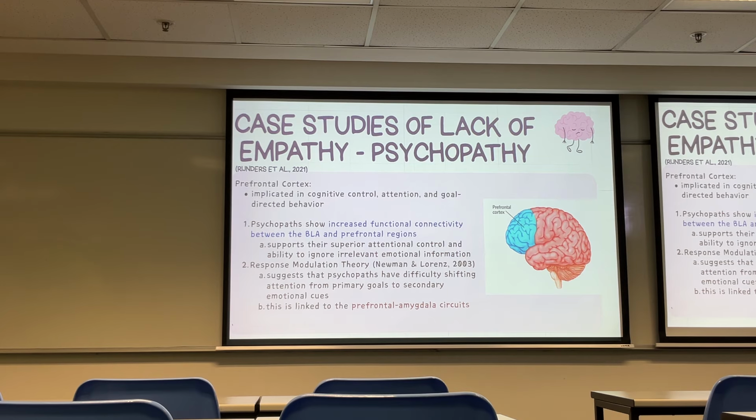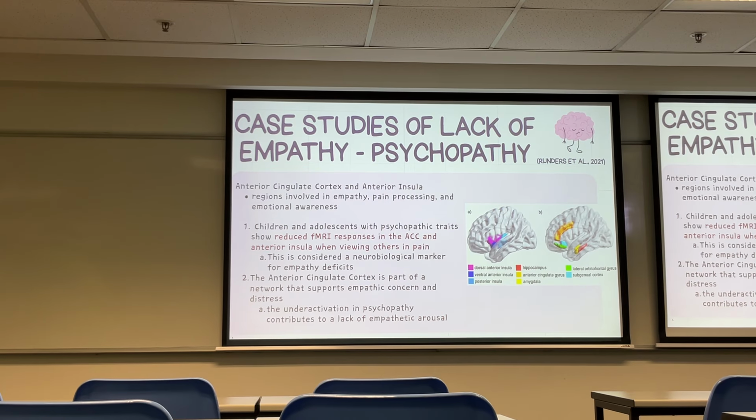With the prefrontal cortex, which is implicated in cognitive control, attention, and goal-directed behavior, psychopaths show increased functional connectivity between the BLA and prefrontal regions. This supports their superior attentional control and ability to ignore emotional information. Newman and Lorenz's response modulation theory proposes that individuals with primary psychopathy have difficulty processing emotionally arousing peripheral information because of an attentional deficit that prevents them from shifting focus away from their primary goal-directed task. This is linked to the prefrontal amygdala circuits.